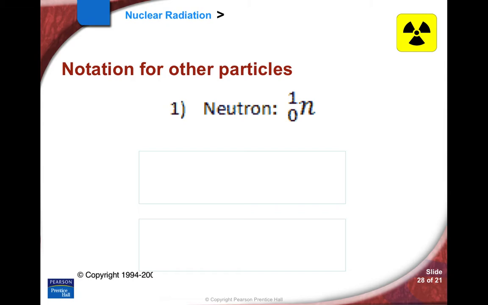Next particle that you need to know is the neutron, and we put a 1 on top. Remember, 1's the mass number, neutrons plus protons. A neutron does not have any protons, so 0 for atomic number and then little n for neutron. A proton, because almost all hydrogen atoms are just a proton with an electron if they're neutral, has 1 for the atomic number, and 1 plus 0, protons plus neutrons, is 1 for the mass number. And then we use the symbol H for hydrogen.